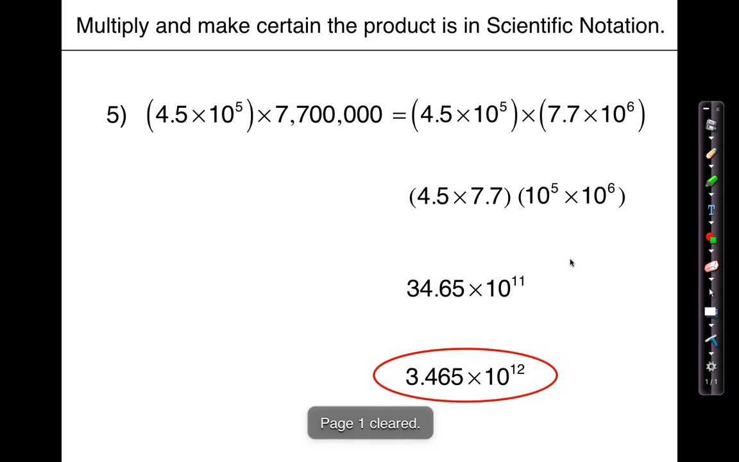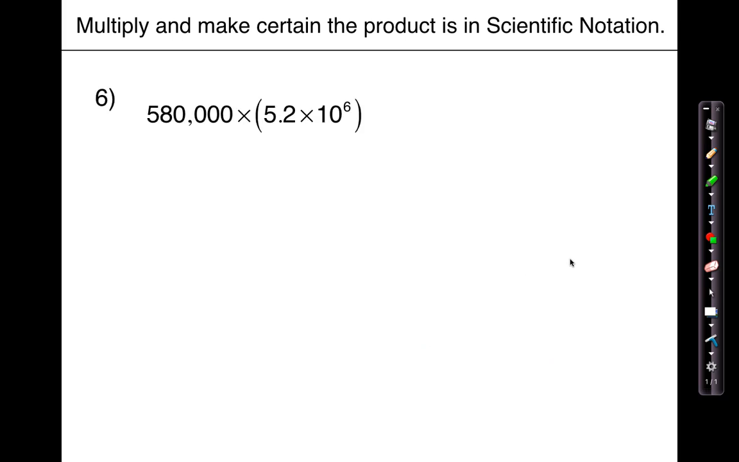Okay, so now with that said, I would like you to try number 6. Same idea. You have two numbers that you're supposed to multiply. One is in standard form, the other one's in scientific notation. So go ahead and give it a shot.